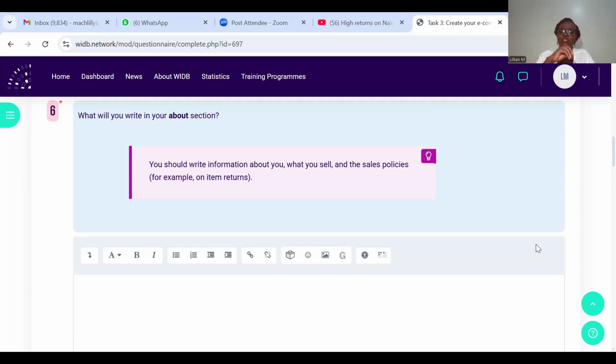Then in the about section, also let people know. I've seen some people who have really worked even on their WhatsApp for Business pages. They have opening hours. They have a location, just in case somebody wants to come to their physical business. And then they have some policies. Either they say you pay before delivery, etc.